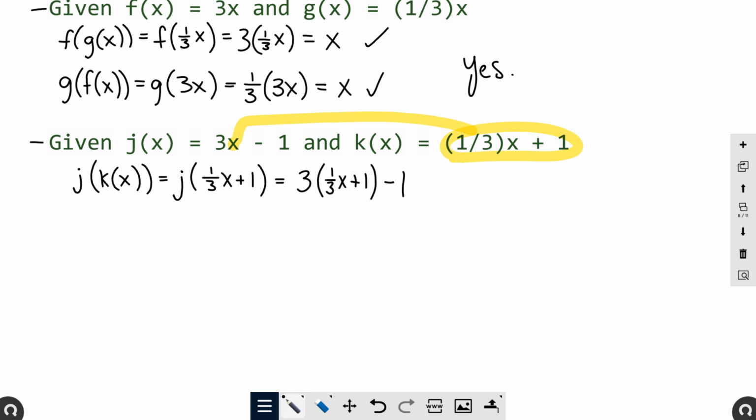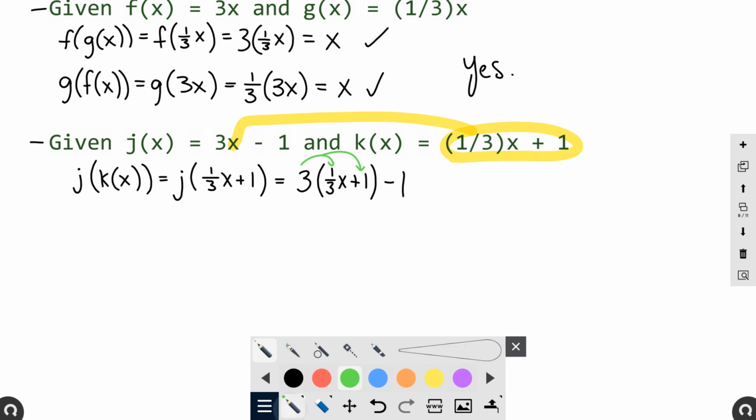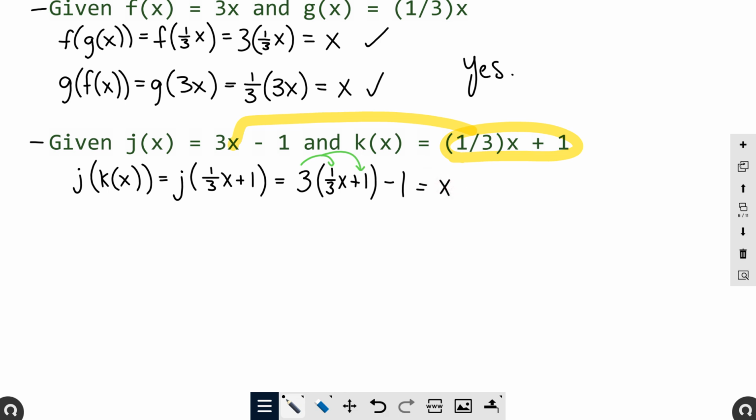Now, what would we do to simplify that? Distribute the 3. So what's 3 times 1/3? 1. 3 times 1. And then we bring over that minus 1. So it would simplify to x plus 2. Are those inverses of each other? No, because what should that equal? Just x by itself. So since it doesn't, you can just stop there and say no, that doesn't work.